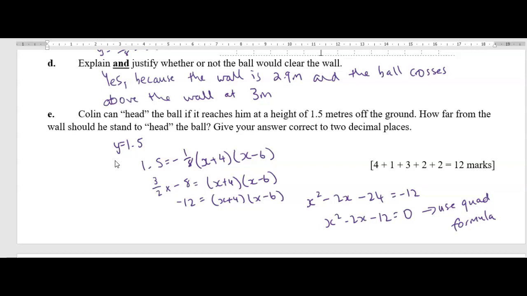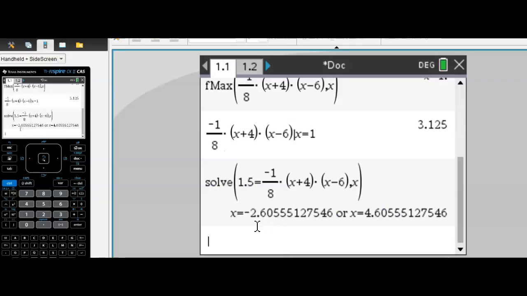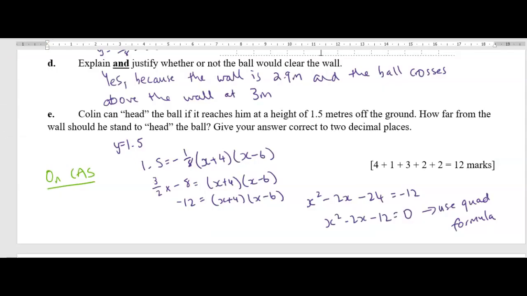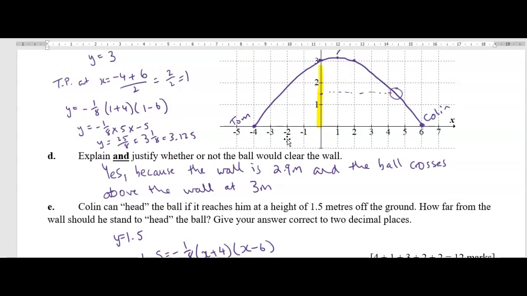I might just write on over here on CAS, just because some people won't watch this video and would wonder. Okay, so we've got -2.61, so that's on the other side, on Tom's side. On Colin's side, it's 4.61. Let's just go back. If I go back up here, let's just check our answer. 4.61 is somewhere around here, and you can see that that's correct.